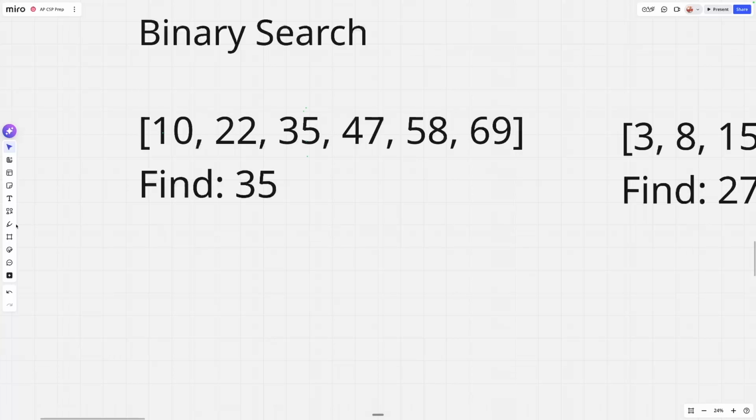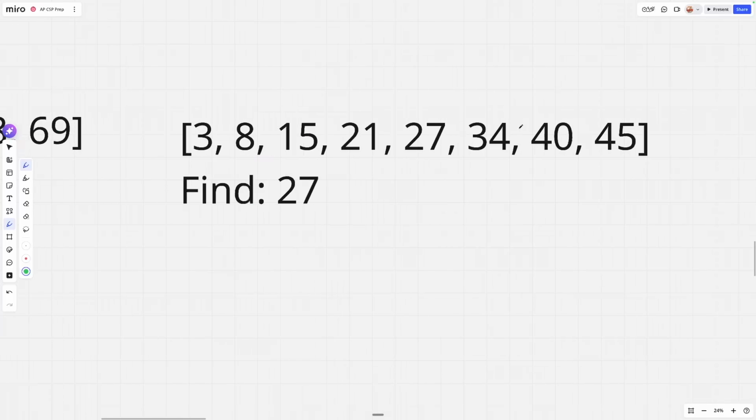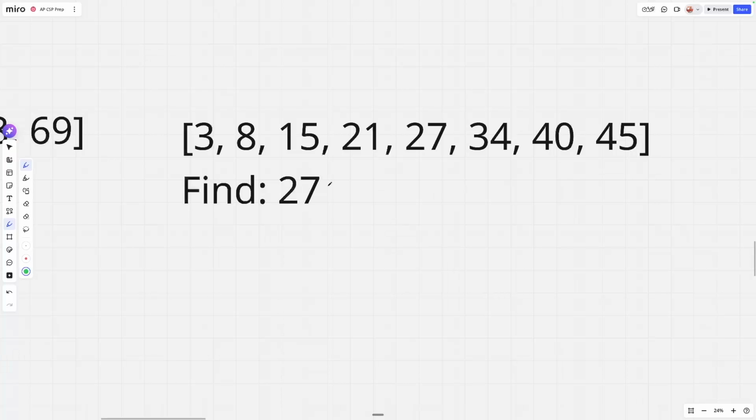So let's do a quick demonstration. First, we split the list in half. Notice that we have an even amount of elements. We just choose the one on the left. Boom, we compare it to our desired element, and oh wow, they're equal. So you found it.